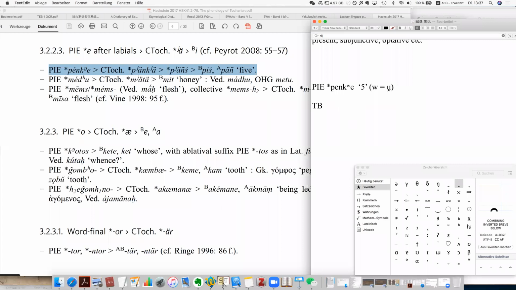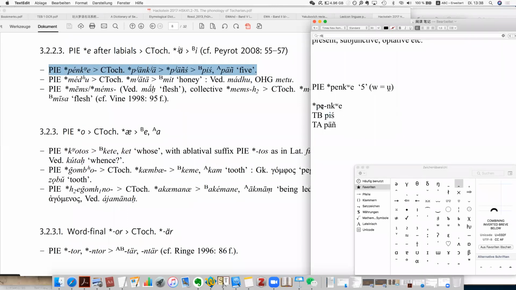And then Tocharian B is called pish. Tocharian A is called pen. It looks so different, right? So let's analyze one by one. What happened in Tocharian to this PIE form? There are actually two steps. First, this p with a turns into p.